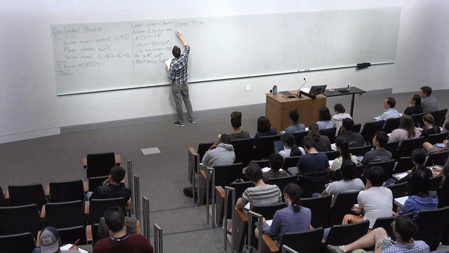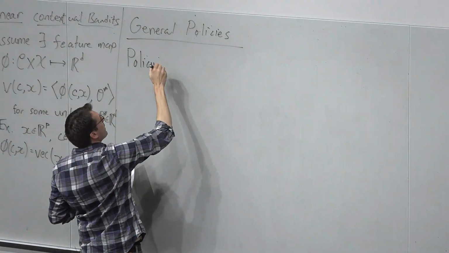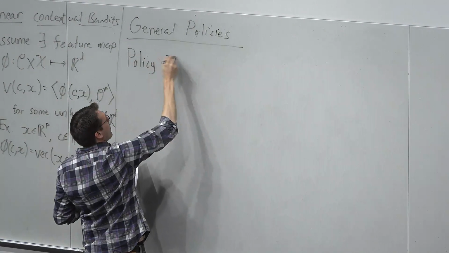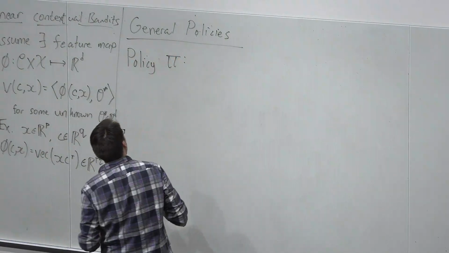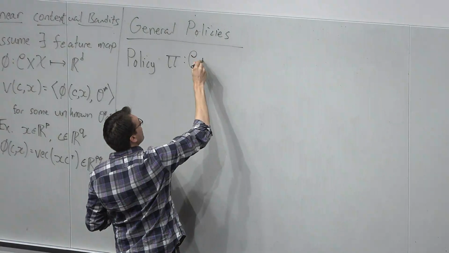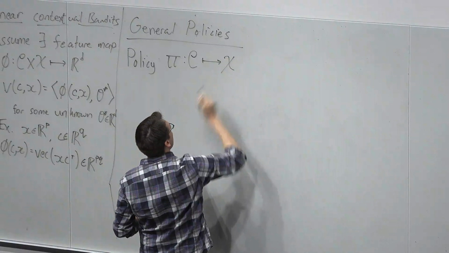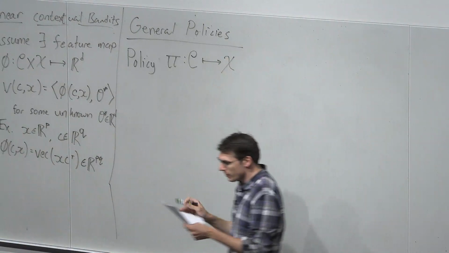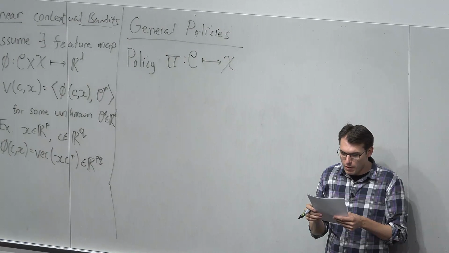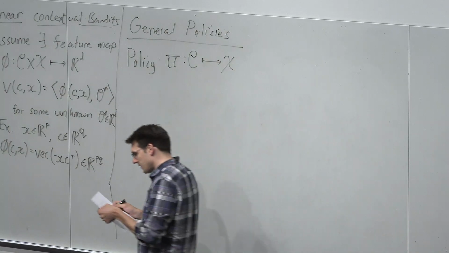So a policy is a map pi. Policy pi is a map from context space to action space. Right? You see a context, and then you map it to whatever action you're going to take.